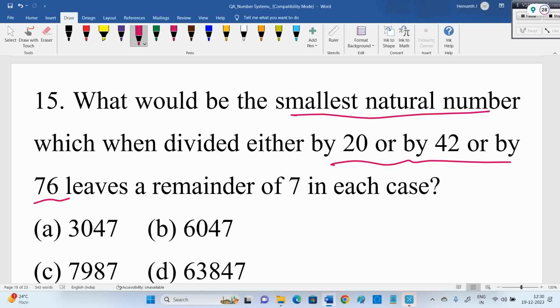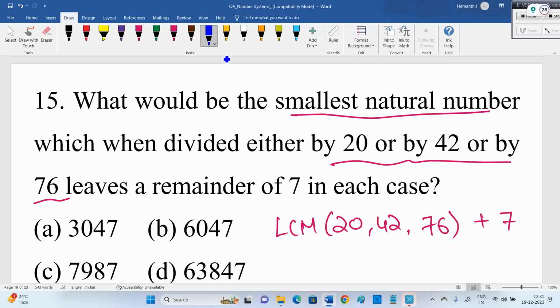Okay, in the answer options, remove 7 from every option and take the LCM for the given numbers. Or what I'm trying to convey is: take the LCM of 20, 42, 76 and add 7. Why the extra 7? To get remainder 7. Or else the number is exactly divisible. We want remainder. Okay, so fine.